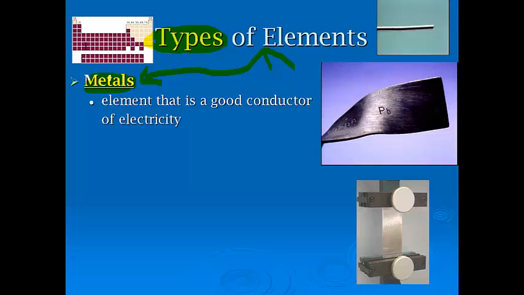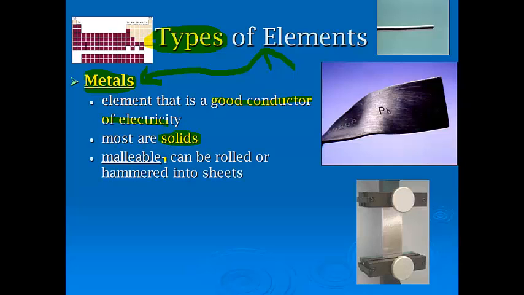Metals, again, some of this stuff we should be in pretty decent shape on. These are elements that are good conductors of electricity. If you think about it, if you have wiring, there's usually a metal inside the wire because it conducts electricity well. Most metals are solids at room temperature, for the most part. They also have a few characteristics.